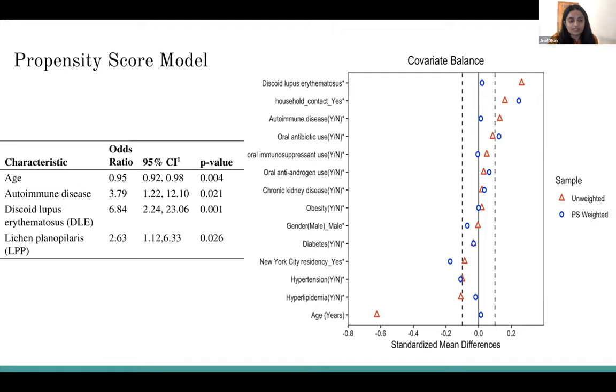And on the left-hand side, the actual propensity model. So using age, with increasing age, the odds of prescription for hydroxychloroquine decreased, but DLE and LPP, which are specific types of alopecia subtypes, increase the odds of being prescribed hydroxychloroquine, as does having an autoimmune disease.